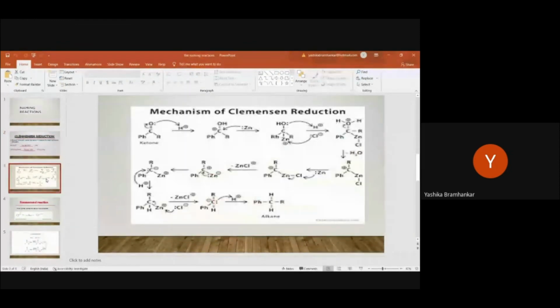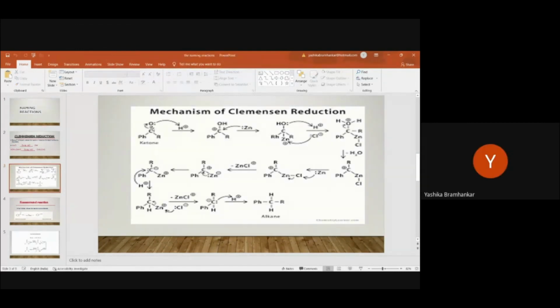Now we will see the mechanism. Sorry, please bear with me for the quality of the slides. Here a phenyl group is attached to the carbon along with the R group. R can be any alkyl group. In the reagents we are using HCl and zinc and mercury. So here the hydrogen has the positive charge.